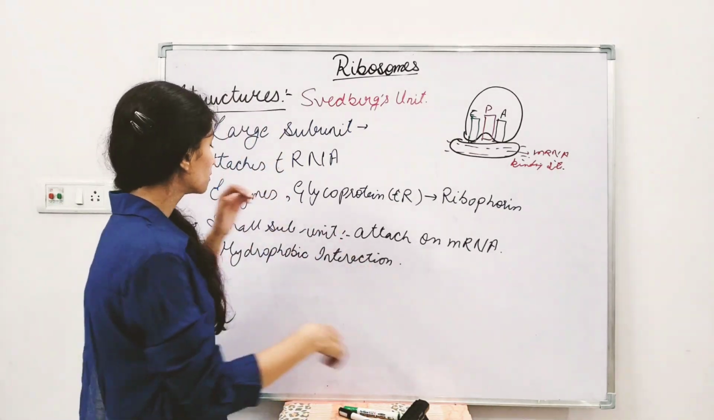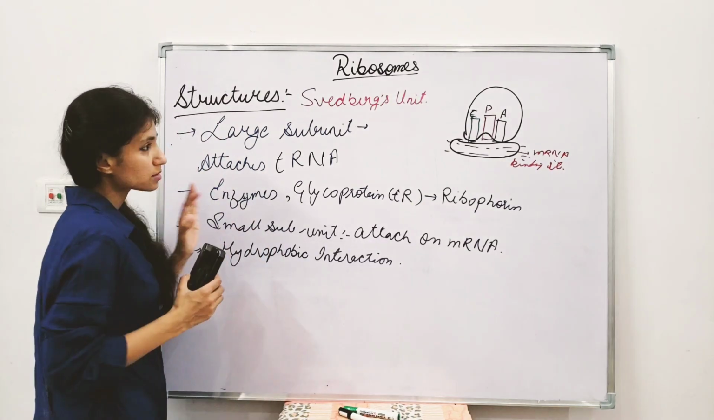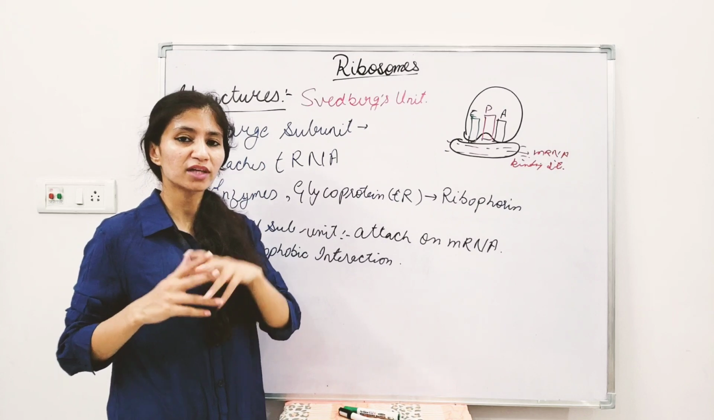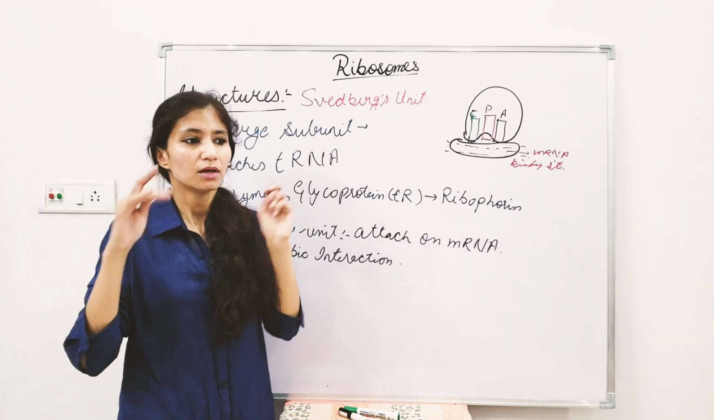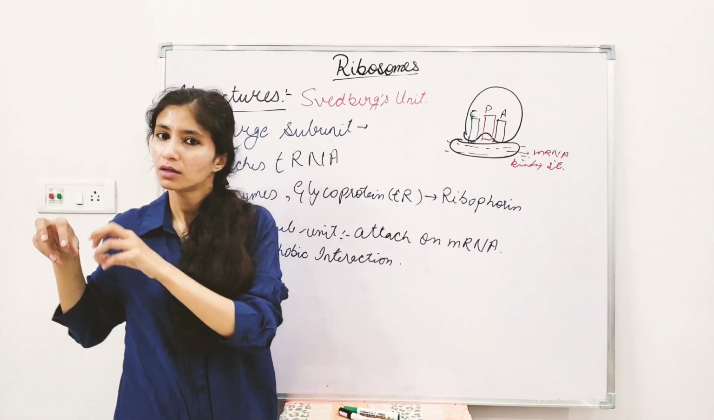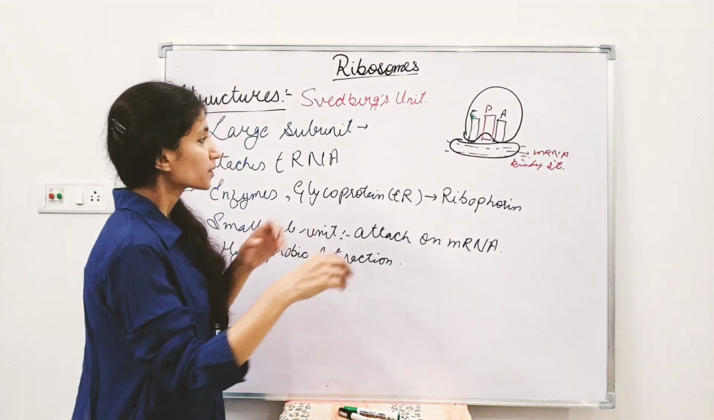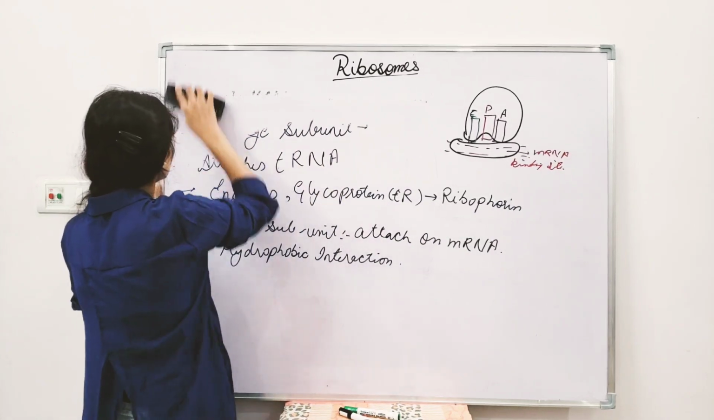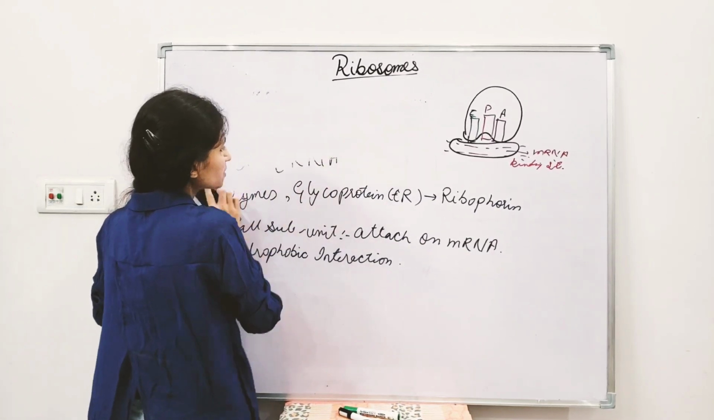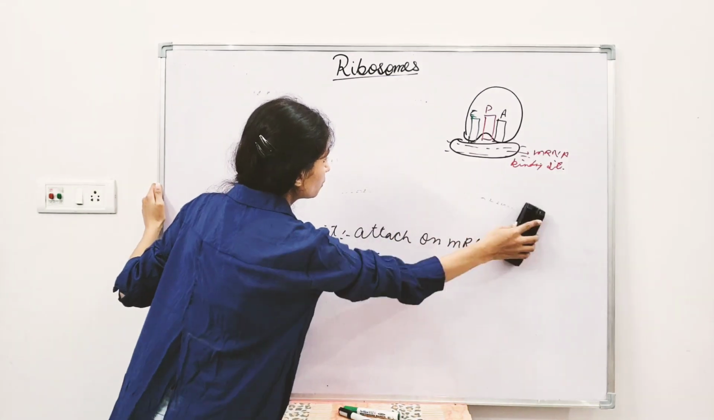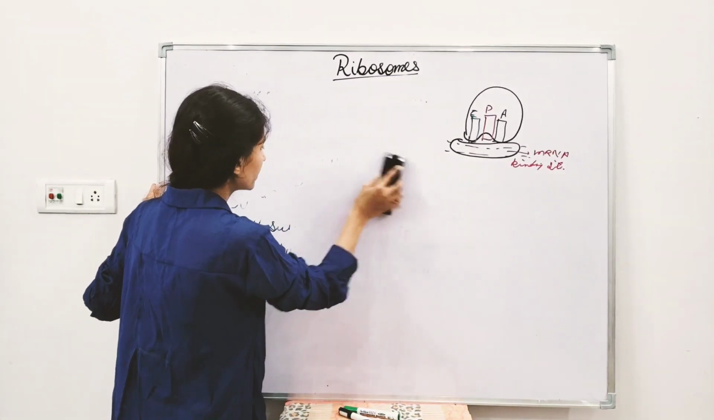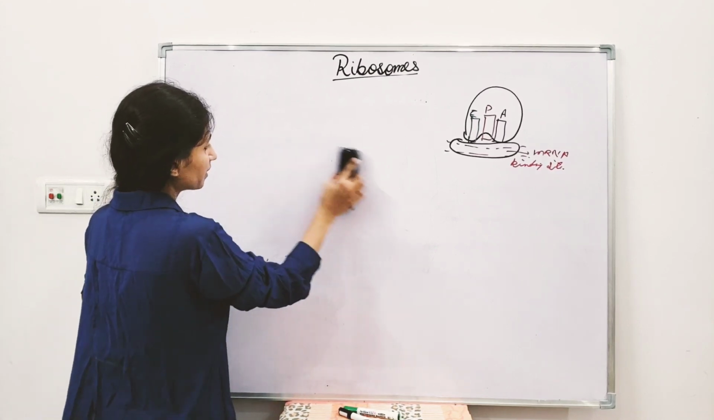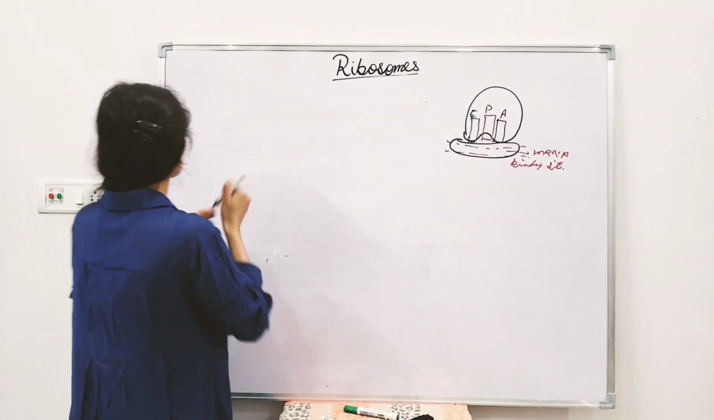So now we will see that these subunits, the large subunit and the small subunit, are either floating freely in the cytoplasm, or you will find them attached to the rough endoplasmic reticulum. Now moving ahead, I will show more things over here, like types of ribosomes. There are different types of ribosomes present. We have seen the 70S and the 80S ribosomes, but there are more types. So let's discuss the types first.